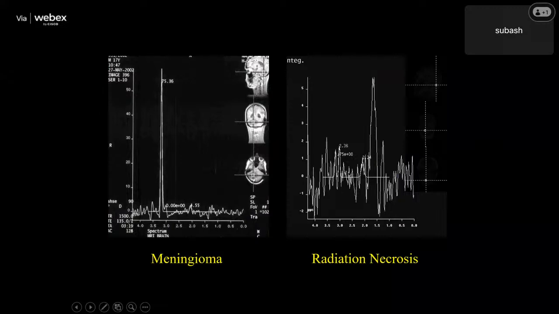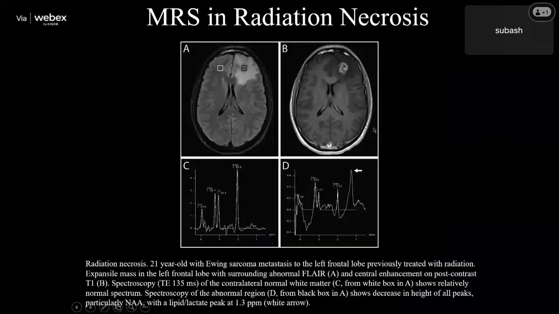This is radiation necrosis. When there's a radiation necrosis, you see nothing in the spectrum except some peak around 1.3 ppm, maybe a lactate peak here, a very big lactate peak. So this is radiation necrosis again. You can see a big lactate here. So this is a normal region. This is an abnormal region. You can see a normal region here, which is showing a normal spectrum. But from the tumor area, you can see that the spectrum is entirely different from the normal area.